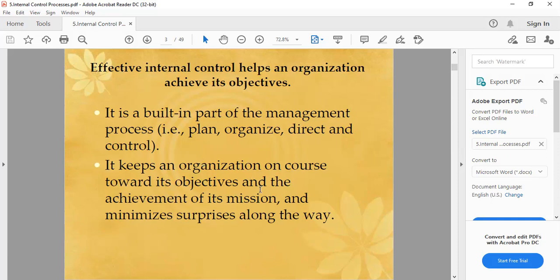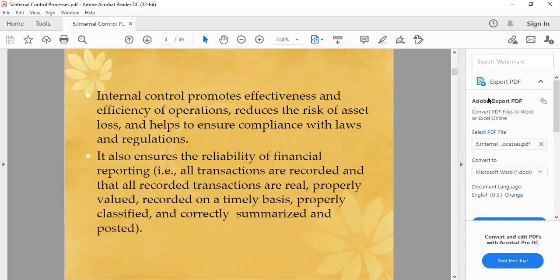Then it helps in the achievement of its mission and minimizes surprises along the way because we are doing what we ought to do. So we will not be surprised in case we will be audited or somebody will be going over our work. Then internal control would promote, as said, effectiveness and efficiency of operations. Then we would be able to minimize the costs, or the least amount of resources will be consumed towards the fulfillment or achievement of the objectives and compliance, as said.